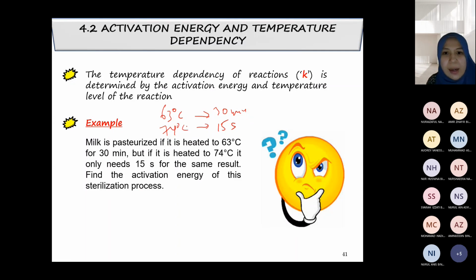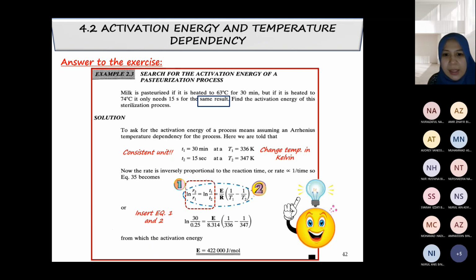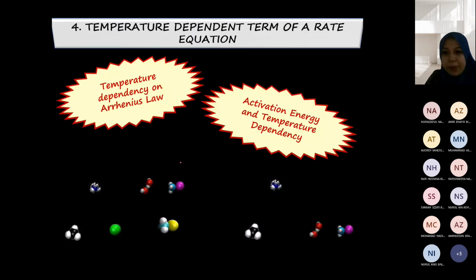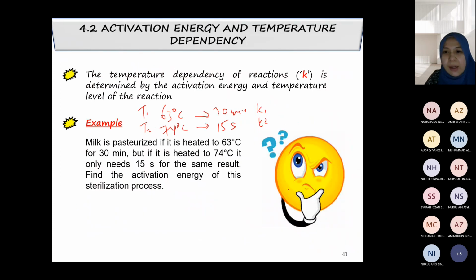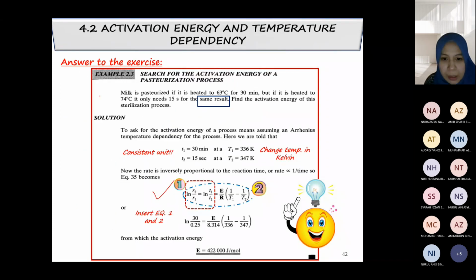If you can see, there are two different kinds of K here, and we have two different temperatures here. So automatically you can use this kind of equation, the one that I explained to you just now, because it does not give different concentrations. So from here you just plug in.